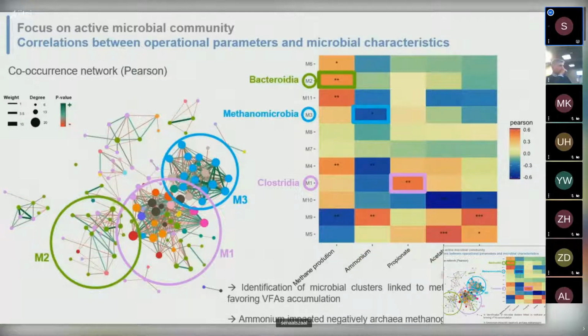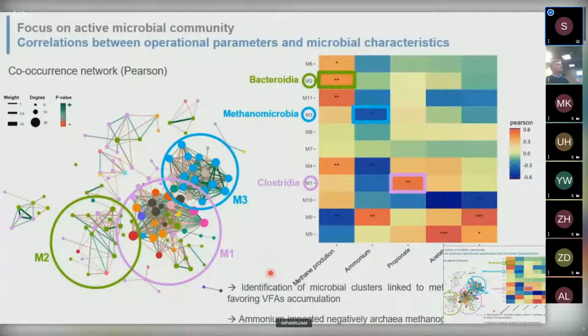Then I constructed different modules and correlated these modules with physico-chemical parameters. If we observe module 1, we see a significant positive correlation with propionate. If we focus on module 2, we see a significant positive correlation with methane production. And if we observe module 3, composed of the majority of archaeal methanogens, we can observe Methanomicrobia in this module, and it is significantly negatively correlated with ammonium.